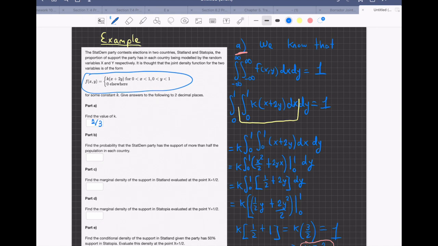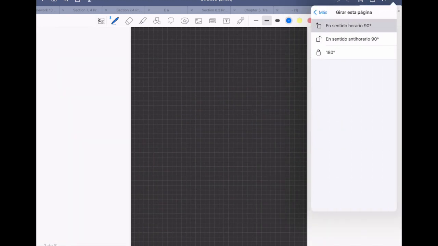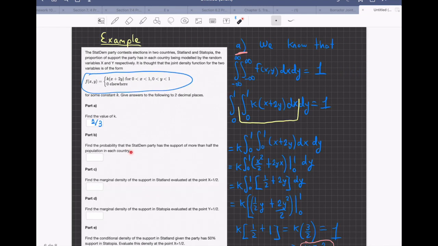Now, find the probability that the party had the support of more than half the population in each country. So in this case, part B, we look for the probability that x is greater than 1/2, comma, y is greater than 1/2. Why like this? Because it says find the probability that the party has support of more than half the population.